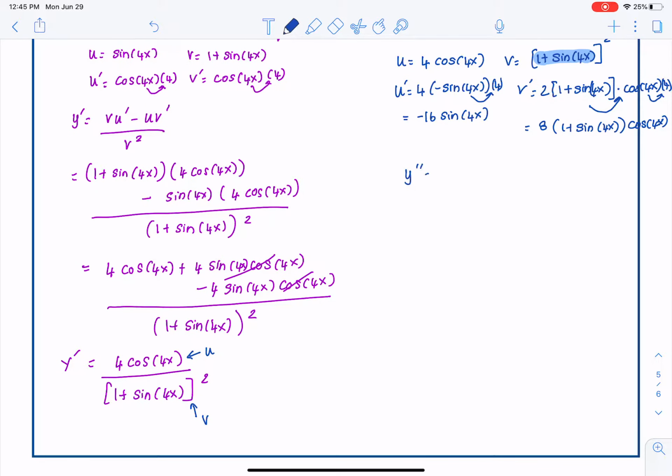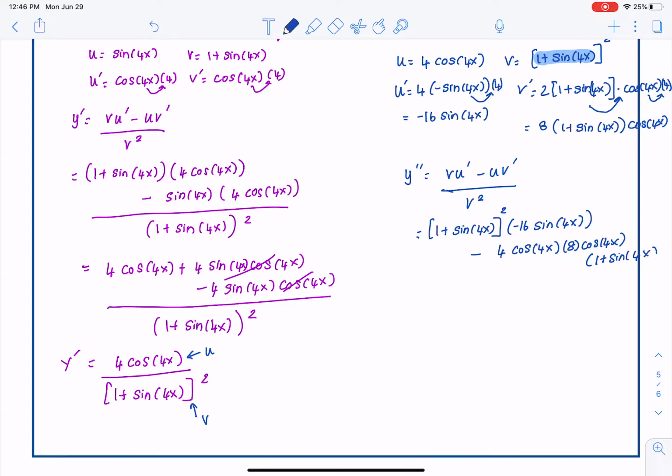So y double prime is v u prime minus u v prime divided by v squared. So 1 plus sine 4x squared multiplied by negative 16 sine 4x minus u, which is 4 cosine 4x, multiplied by v prime, which is 8 cosine 4x multiplied by 1 plus sine 4x. And the entire thing is divided by v squared, which is 1 plus sine 4x squared, and we have to square it again.